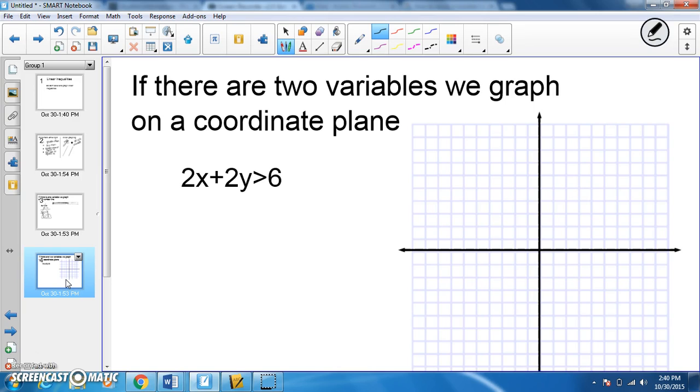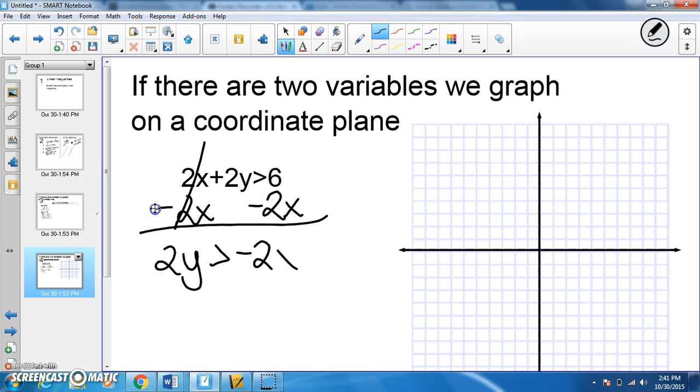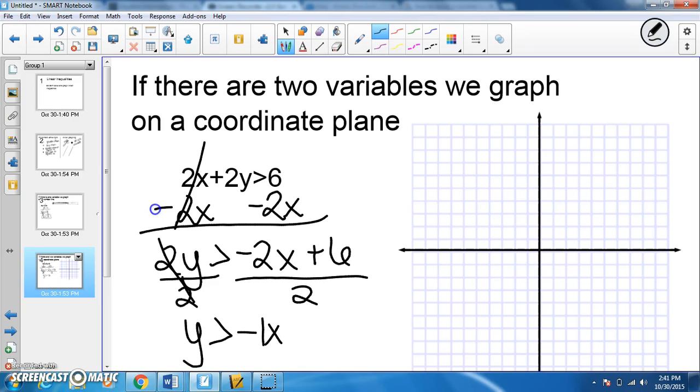If we have 2 variables, we're going to graph on a coordinate plane. Using this inequality, we're going to transform it into y equals mx plus b, or slope-intercept form. So I want to move over that 2x first. Get 2y is greater than negative 2x plus 6. Divide by 2 on both sides. Y is greater than negative 1x plus 3.